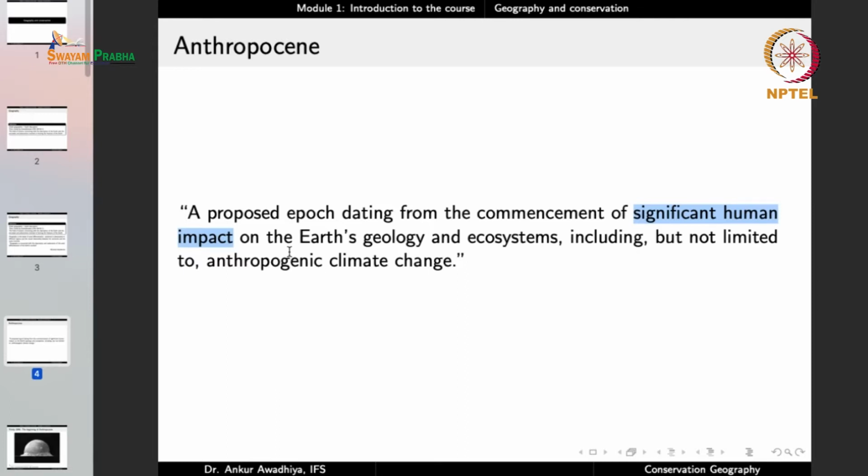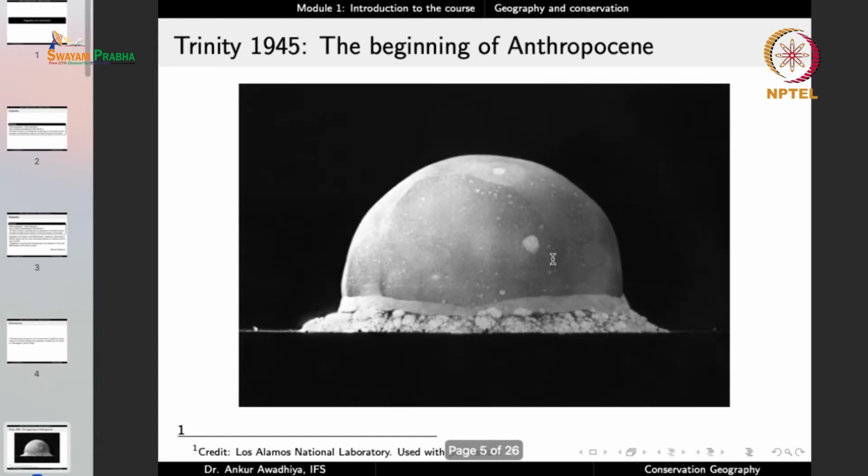Before the Anthropocene, we did not have a significant human impact, but now we say that there is a very high human impact on the Earth's geology and ecosystems. So what kind of human impacts? Things like the detonation of atomic weapons.